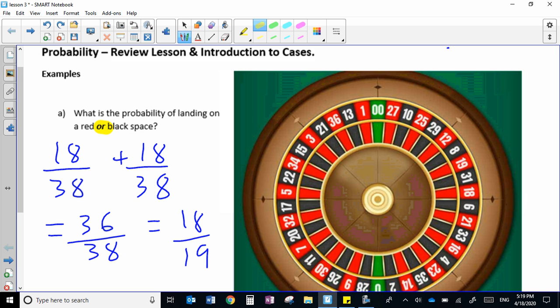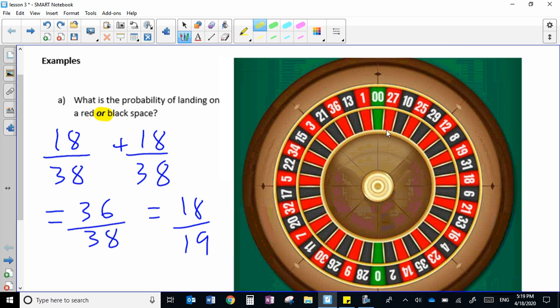You could also use the complement for this one. You could take 1 and subtract the probability that you don't roll a red or a black space. And since there's only 2 green spaces, it'd be 1 subtract 2 out of 38, which would also give you the exact same answer. Okay, moving on to the next one.